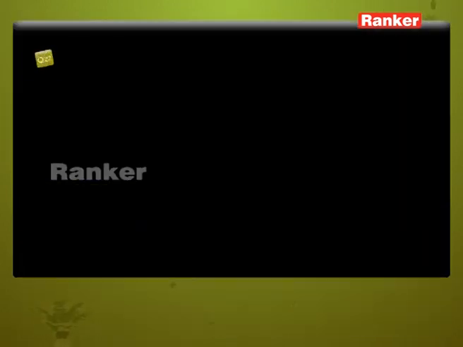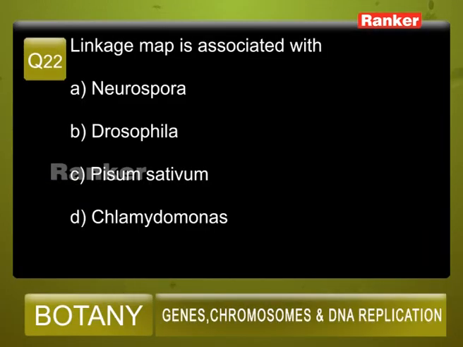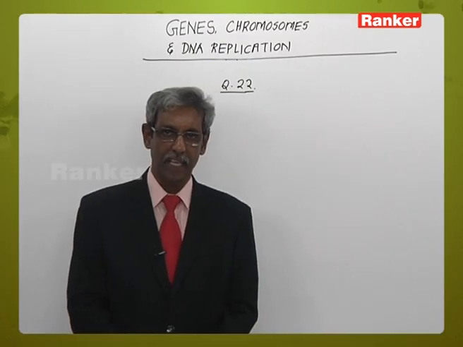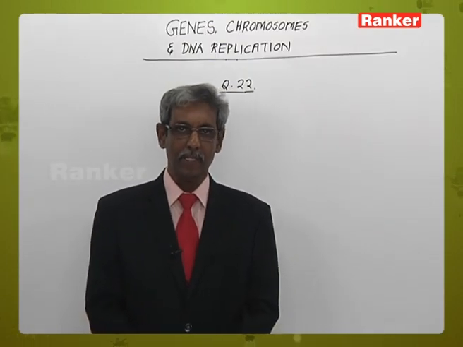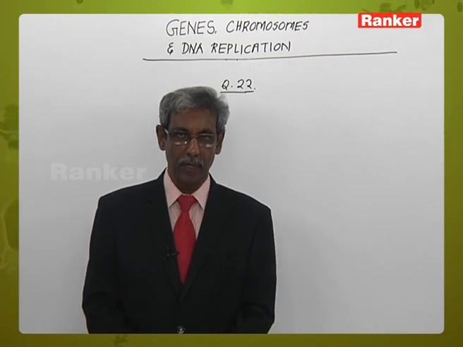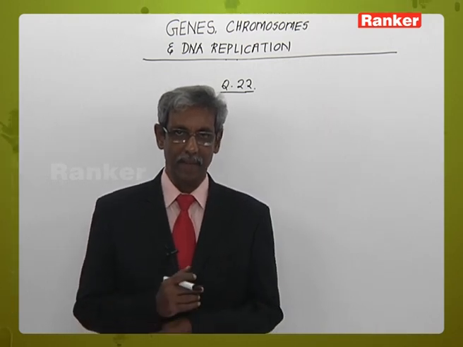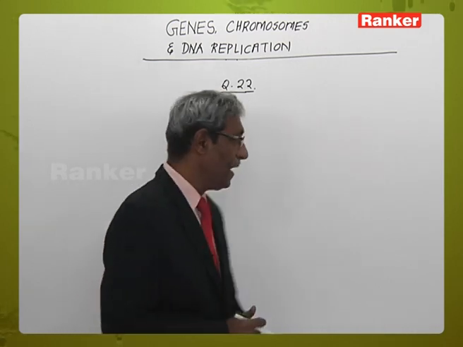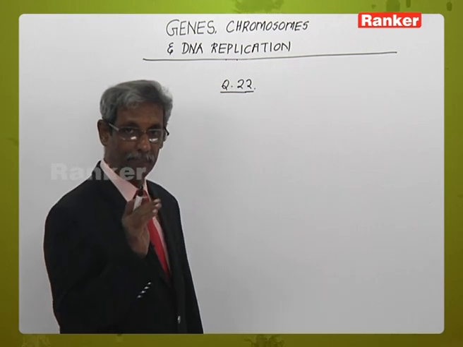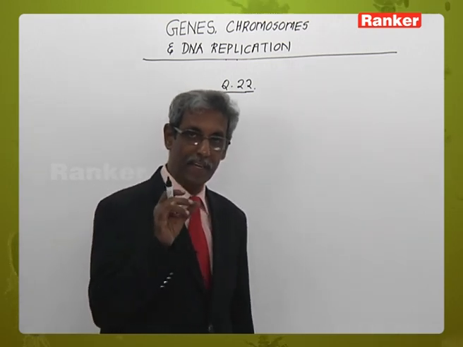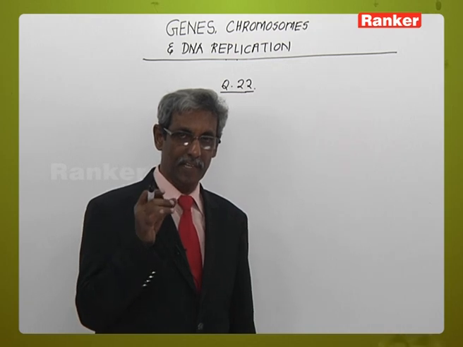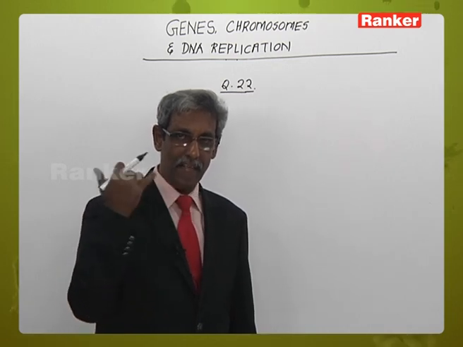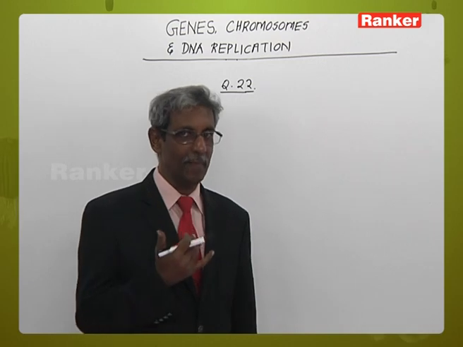Question 22. Linkage map is associated with A. Neurospora, B. Drosophila, C. Pisum sativum, D. Chlamydomonas. Now, the meaning of the term linkage. Linkage is a tendency of 2 genes to be inherited as a unit during genetics. So, during linkage, 2 genes are held very close to each other and they are inherited as a unit. Each unit of inheritance which shows linkage can be categorized and placed on a map which is termed as a linkage map.